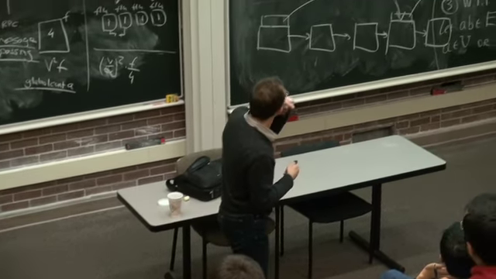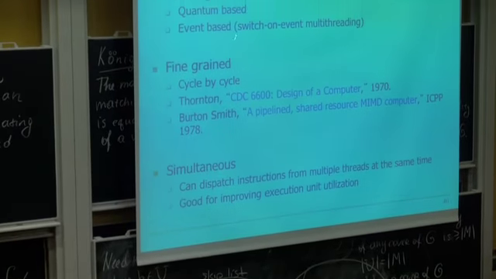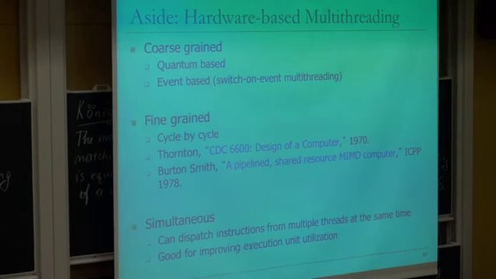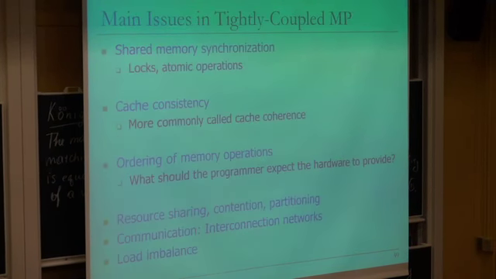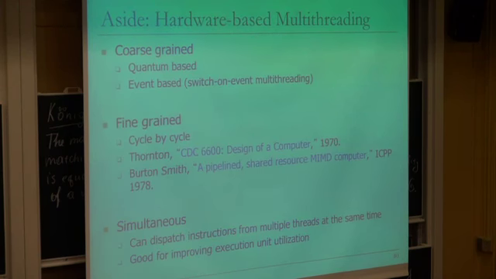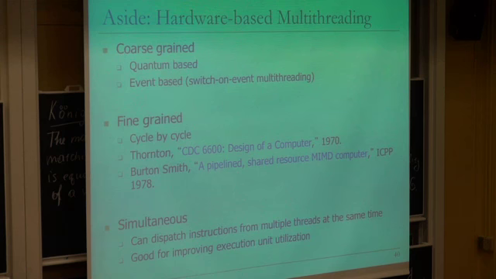Just as an aside, before we move on to more multiprocessing concepts, we've already seen hardware-based multi-threading. This is also MIMD processing, multiple instruction, multiple data. There, the issues are all of these, plus there are other issues. Now you're sharing even more resources. So if you have multiple threads in hardware, when do you switch between those different threads? And we've seen different approaches to this, event-based, quantum-based, or more fine-grained approaches, cycle by cycle. Every cycle you switch to a different thread. And we've briefly talked about simultaneous multi-threading. You can actually dispatch or schedule instructions from different threads at the same time.